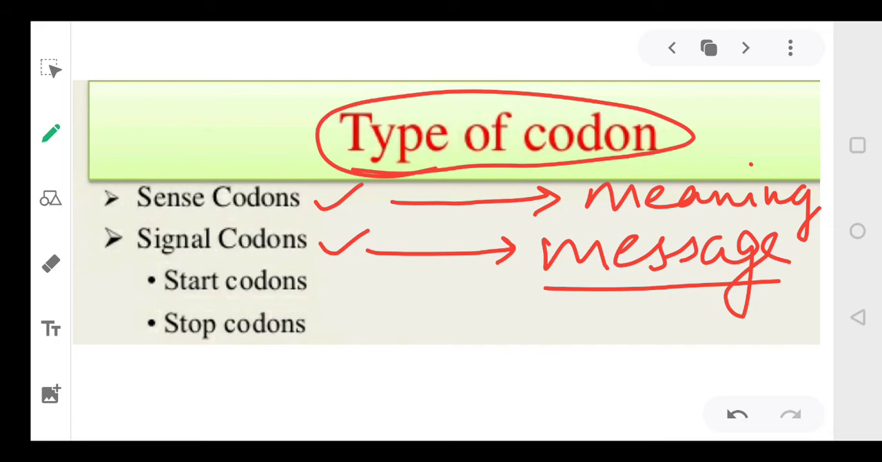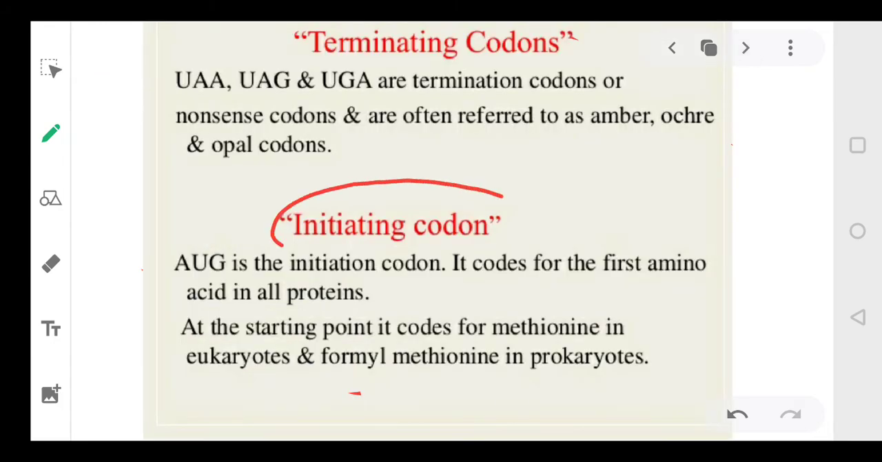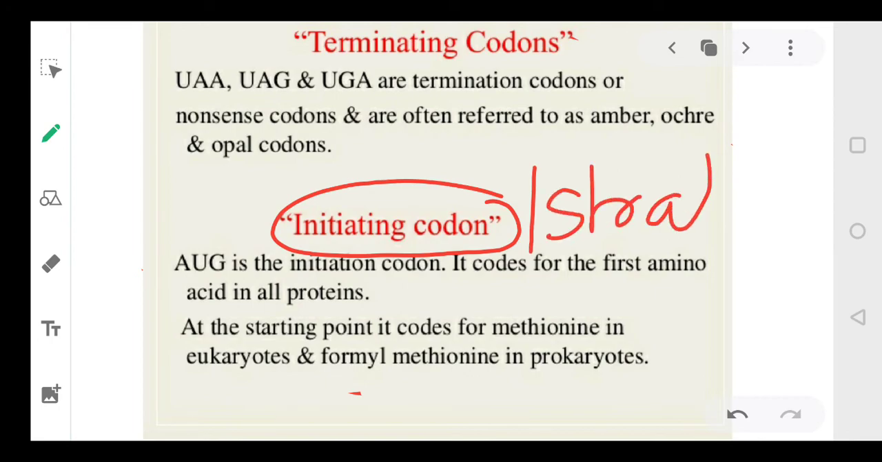Clear? And these signal codons are of 2 types. One is the start codon, another is called the stop codon. Start codons are also called initiating codons, right?